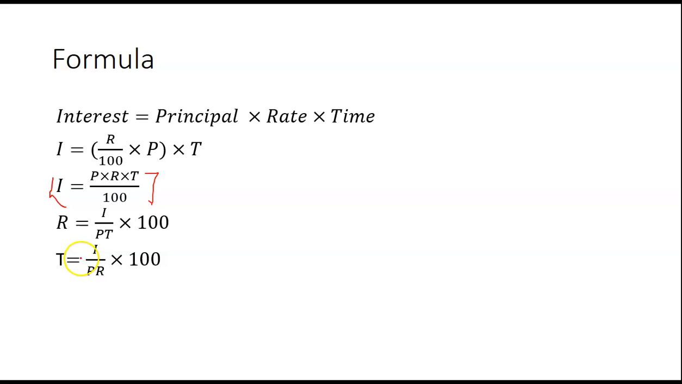And then, when we make T the subject, let's say we want to find T, it's I over PR times 100. And then, when you want to find principal, that's interest over RT times 100. So those are the sub formulas that you should know.